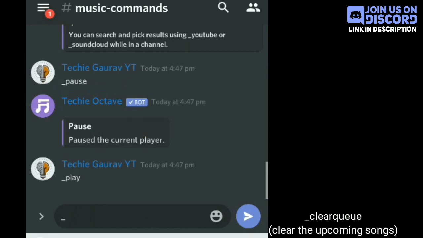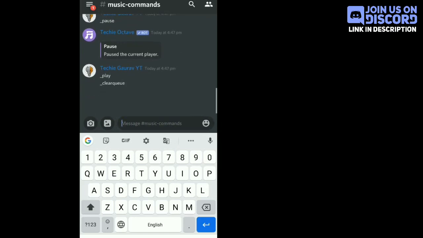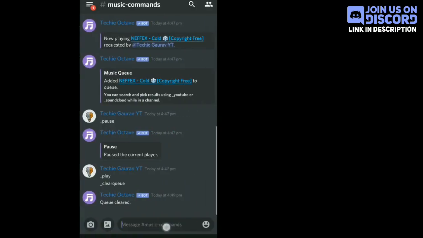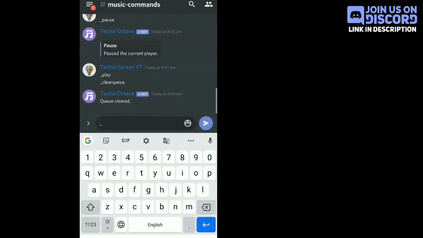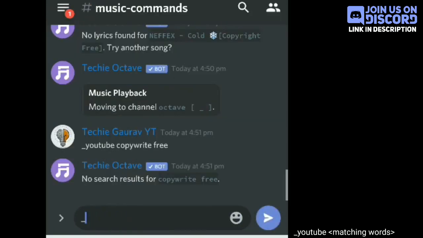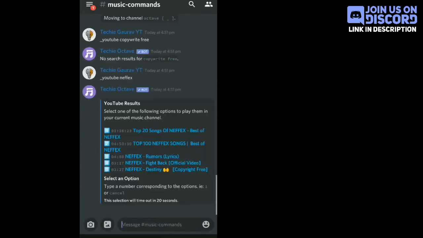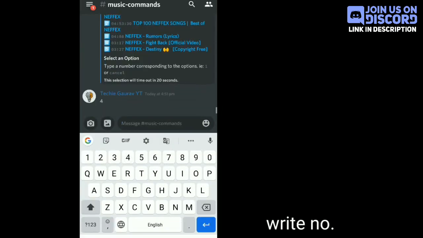You have to write prefix and clear queue, so with this the upcoming songs will not come. Take an example, you listen to one song on YouTube, then you remember only some words or some lines from the song. So you have to write prefix then YouTube, then space, then the matching words. It shows the matching results here, and you have to write the number. With that, the song will play.